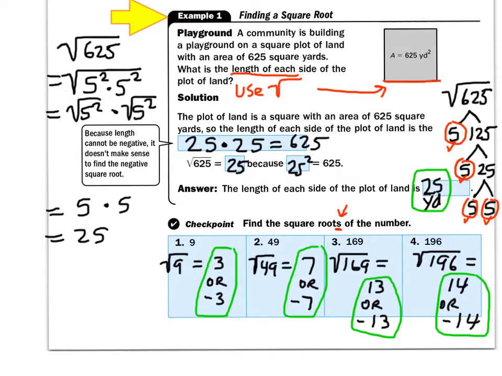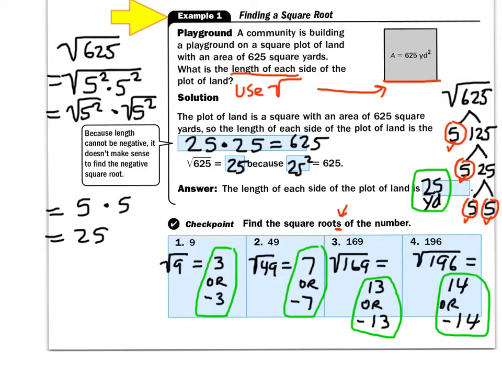Okay, let's talk about example 1, finding a square root. Here's the situation. A community is building a playground on a square plot of land with an area of 625 square yards. What is the length of each side of the plot of land? So remember, when they're asking what's the length, we want to use a square root because it was a square. So they sketched a square. They told you that the area was 625. Now we just have to find the edge. And so we're basically finding what is the square root of 625.